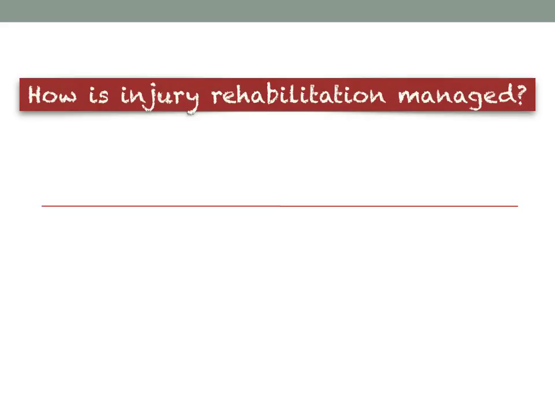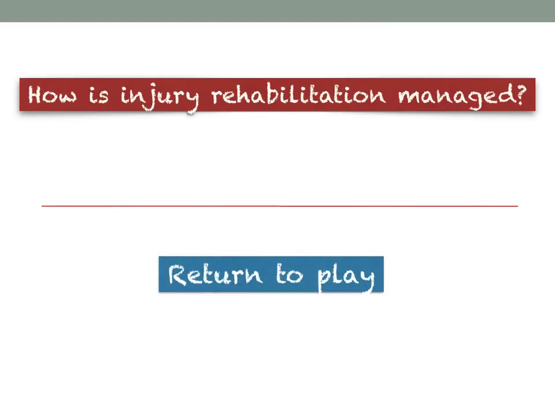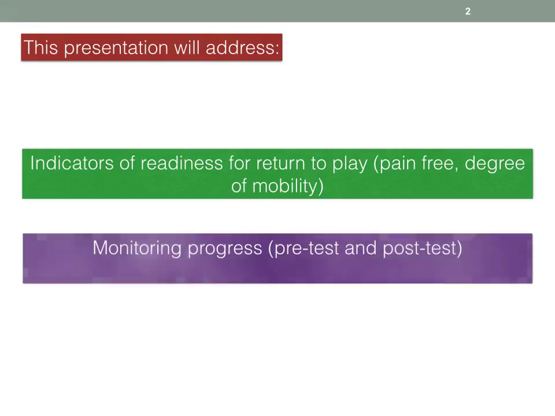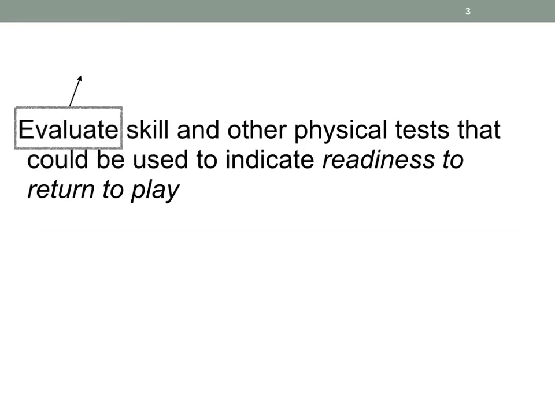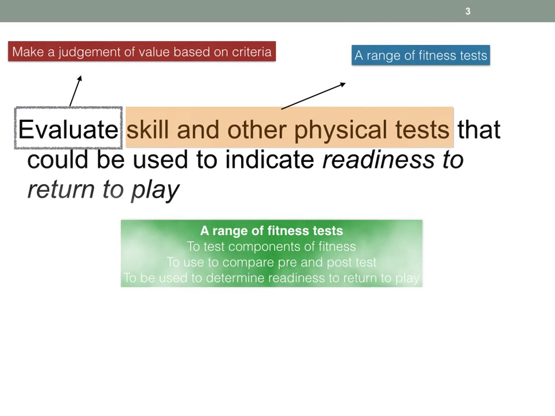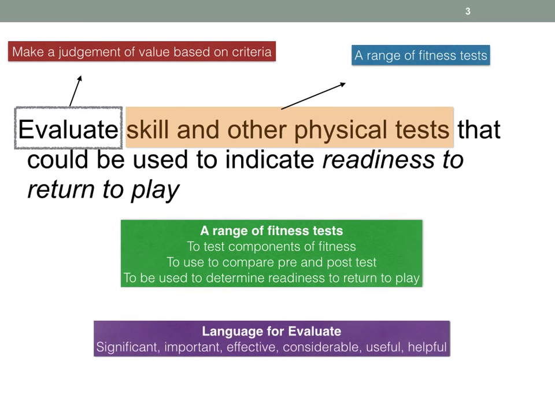This presentation will address the focus question, how is injury rehabilitation managed? And it will focus specifically on return to play, and this will be part one of a two-part series. The presentation will address indicators of readiness for return to play, pain-free and degree of mobility, and monitoring progress pre and post-test. By the end of the presentation, you should be able to answer the following question: evaluate skill and other physical tests that could be used to indicate readiness to return to play.